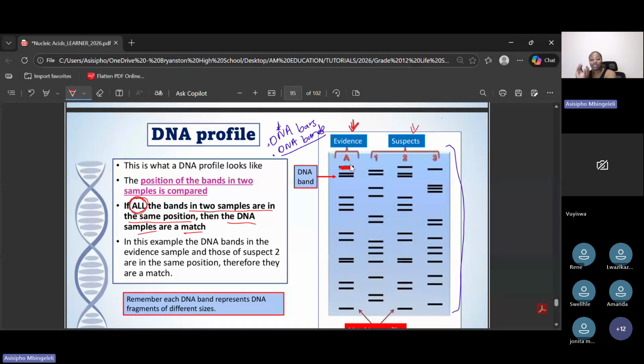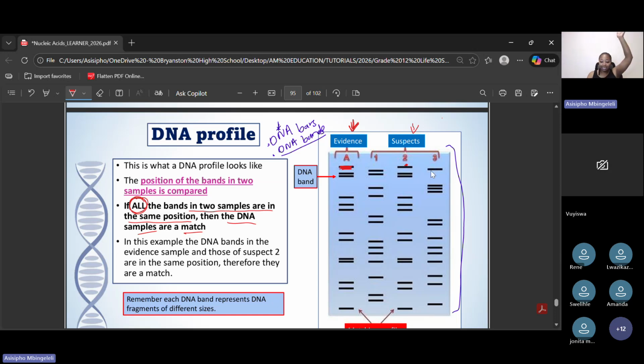We're not going to focus on the suspects. Our key focus is the bands in the evidence, and then we look for the bands in that same position in the suspects. So the first one is this one here. Do we find it in suspect 1 in the same position? No. Do we find it in suspect 2? Yes. So if you are using a highlighter, you can highlight this DNA band. What about in suspect 3? We don't have any band in that position.